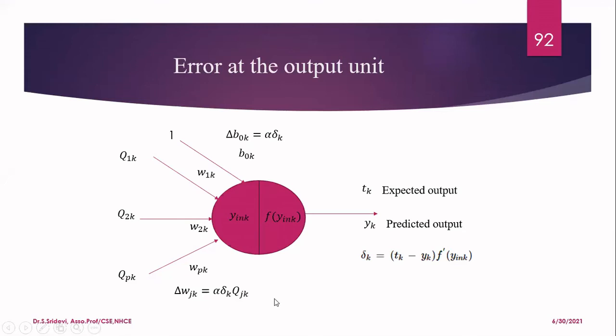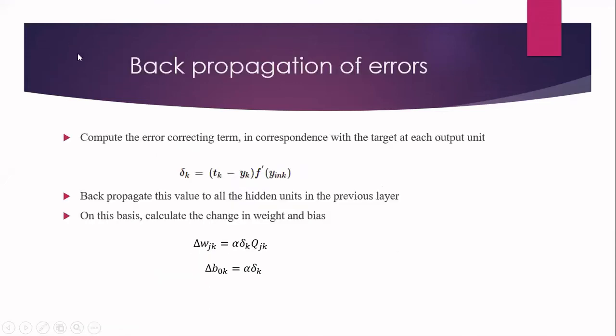Okay, so now let us see back propagation of errors. This is at the output layer. Compute the error correcting term. This delta K is called the error correcting term in correspondence with the target at each output unit. So delta K is now (TK minus YK) times F dash of Y in K, and back propagate this value to all the hidden units in the previous layer.